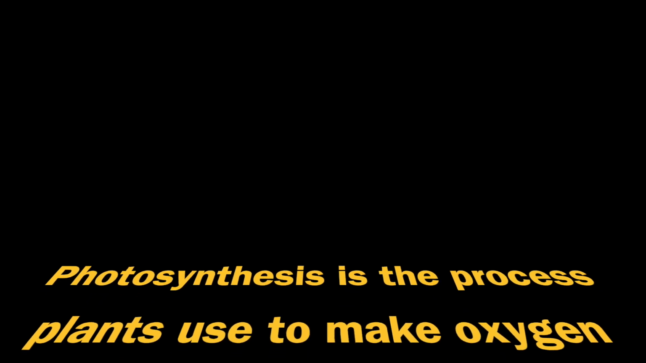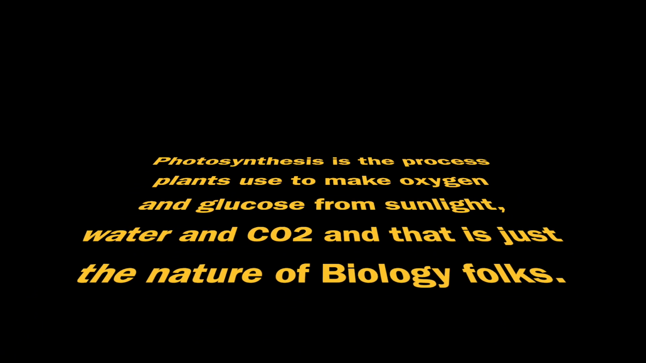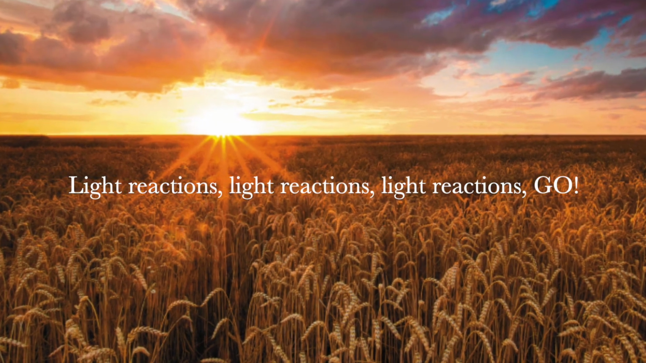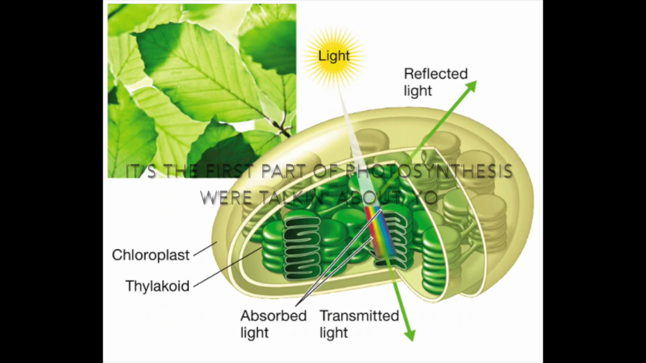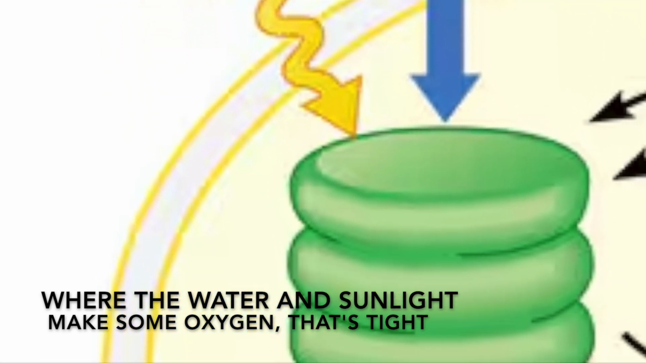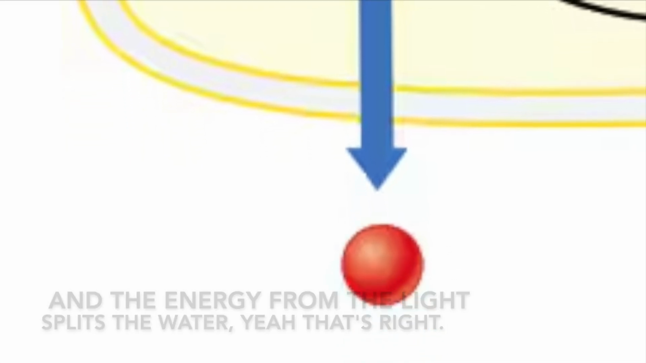Photosynthesis is the process plants use to make oxygen and glucose from sunlight, water, and CO2. And that is just the nature of biology, folks. Light reactions, go. It's the first part of photosynthesis we're talking about, yo. Where the water and the sunlight make some oxygen, that's tight. And the energy from the light splits the water, yeah, that's right.